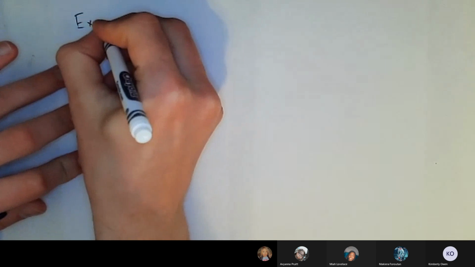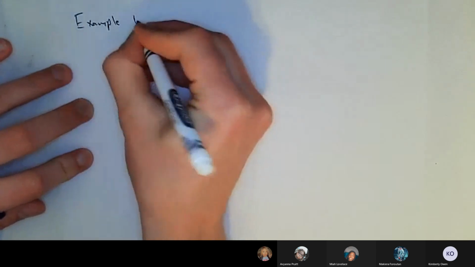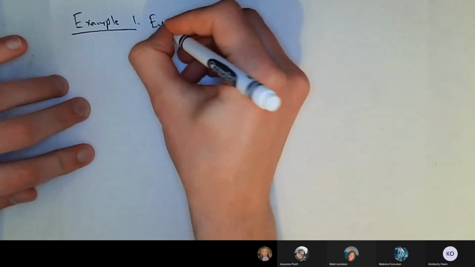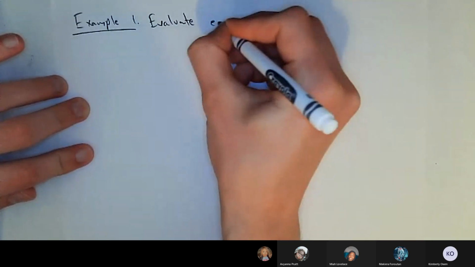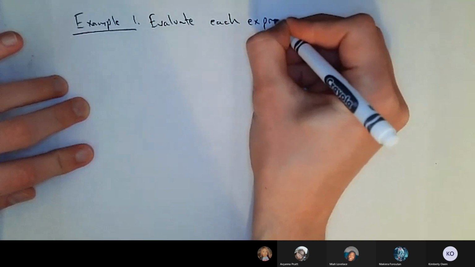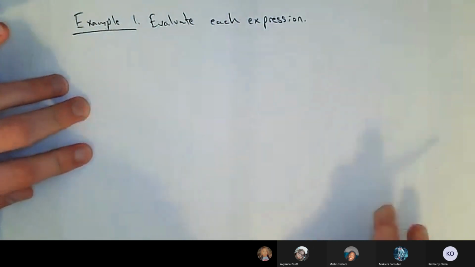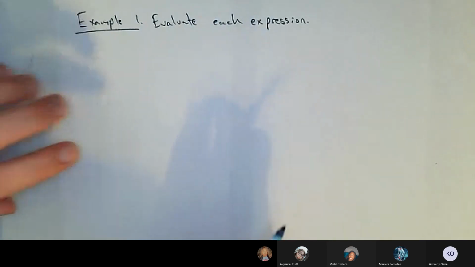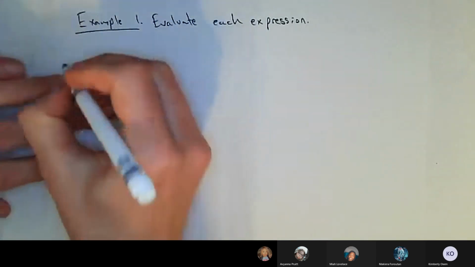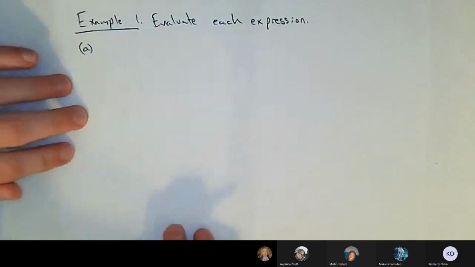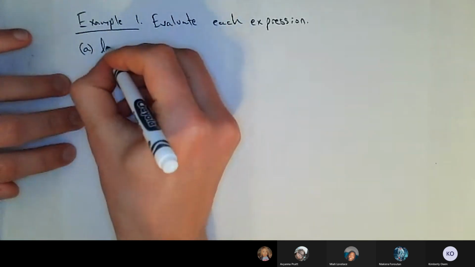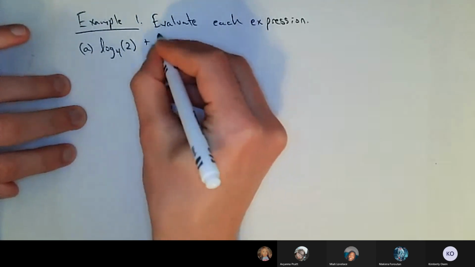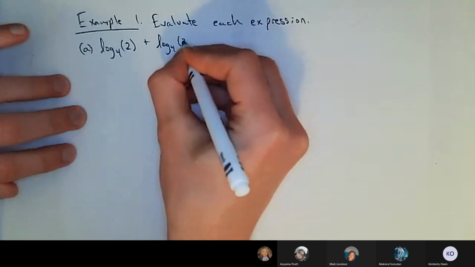So like I said, this section is going to be pretty straightforward, writing down laws and then practicing using them. So evaluate each expression. In the next section, we'll actually get back into some solving. We're going to do solving log equations and solving exponential equations, and we'll be able to get back into some application type problems. So let's say we have log base 4 of 2 plus log base 4 of 32.